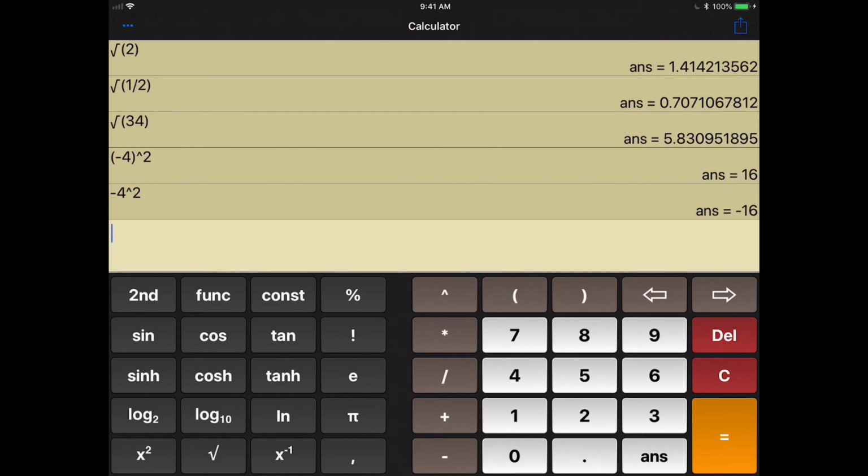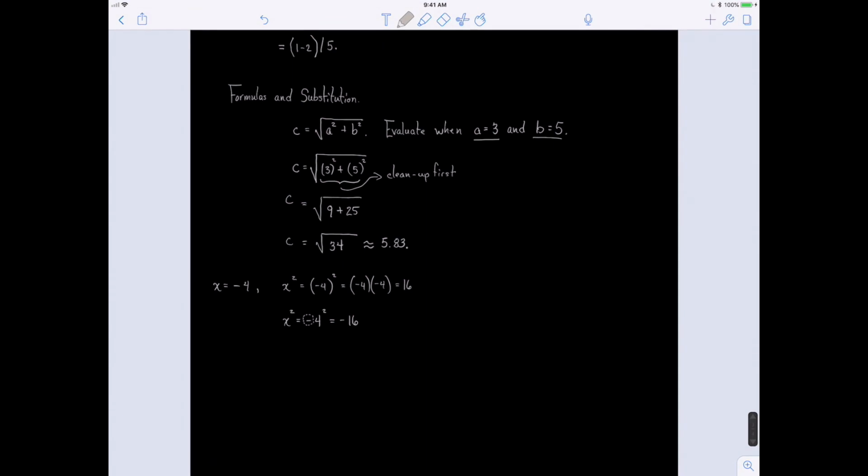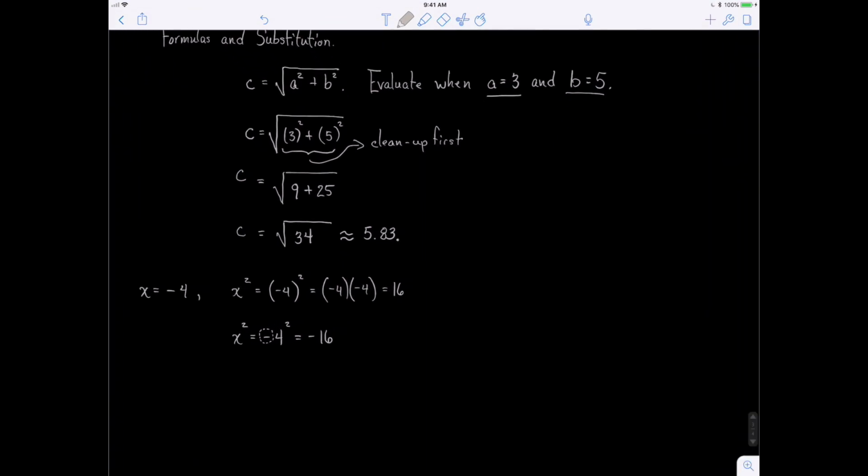All right, we're going to stop there. And that is how you use the order of operations to simplify expressions and to utilize formulas.